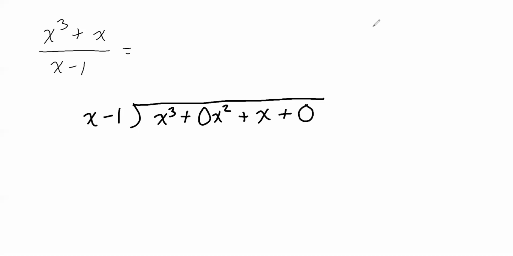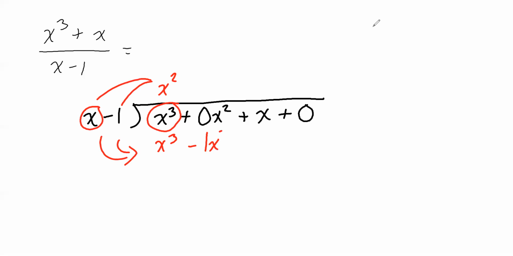We start by dividing x into x cubed. X divides into x cubed to give x squared, which is equivalent to saying x times x squared equals x cubed. Then we multiply that times our divisor, and we write the product underneath the dividend. X squared times x is x cubed. X squared times -1 is -1x squared. This is the reason we needed the missing terms represented, to make sure we have like terms lined up.